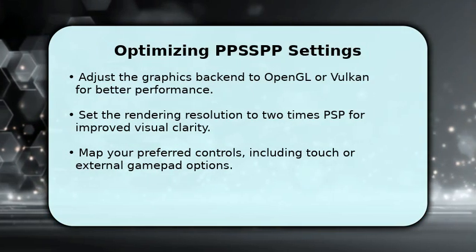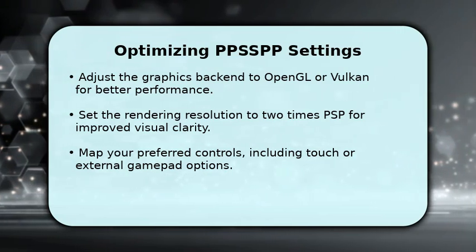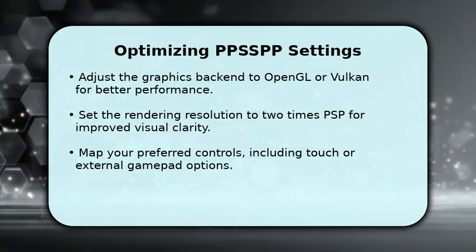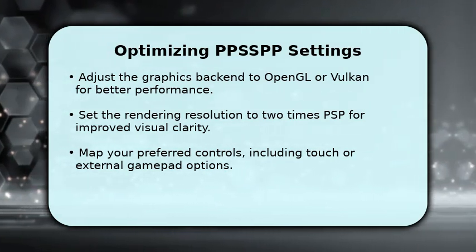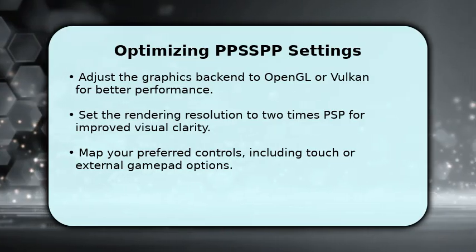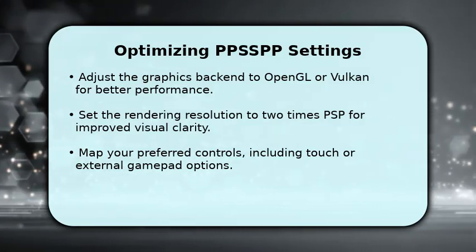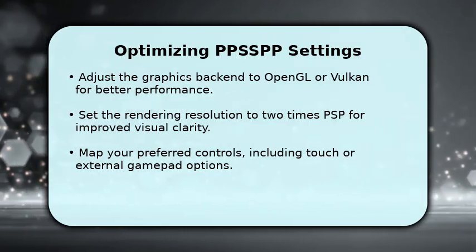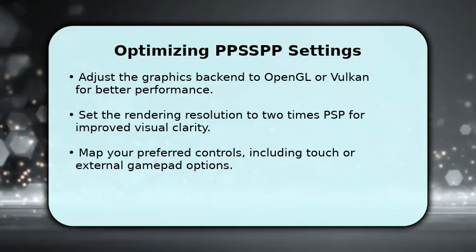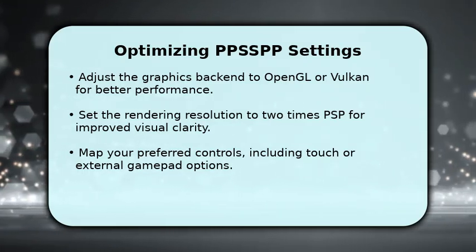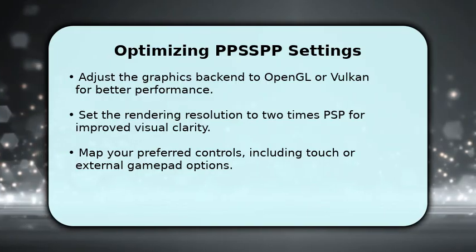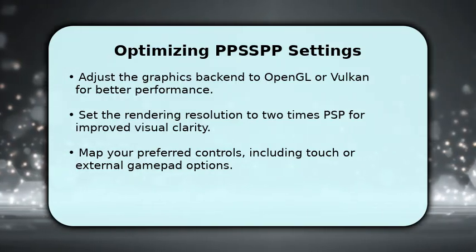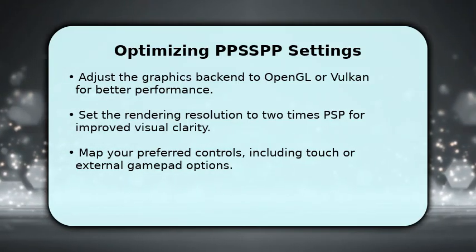Once PPSSPP is installed, let's optimize its settings. Navigate to the graphics menu and experiment with the backend, choosing between OpenGL or Vulkan for the best speed. For sharper visuals, set the rendering resolution to at least 2 times the original PSP resolution. Don't forget to customize your controls, whether you prefer on-screen buttons or a connected gamepad for comfortable gameplay.